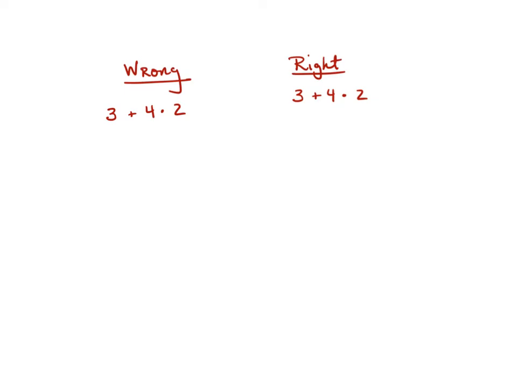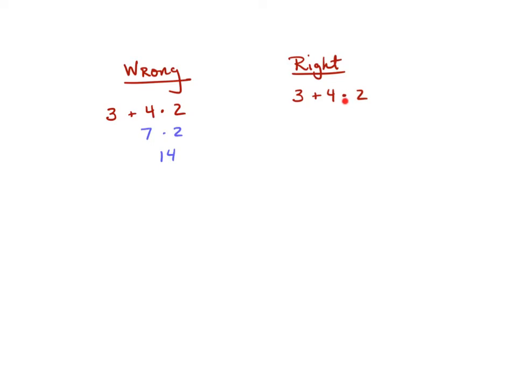Here's an example of why we need to use order of operations. I've got a wrong example and a right, correct one. What I'd like you to know is they're the same problem. Now, if you do it incorrectly, someone who doesn't know mathematics would just go, oh, that's 3 plus 4, 7 times 2, which is 14. But this is incorrect. They did not follow order of operations. When you do order of operations, multiplication takes precedence over addition, so you would have to do any multiplications first.